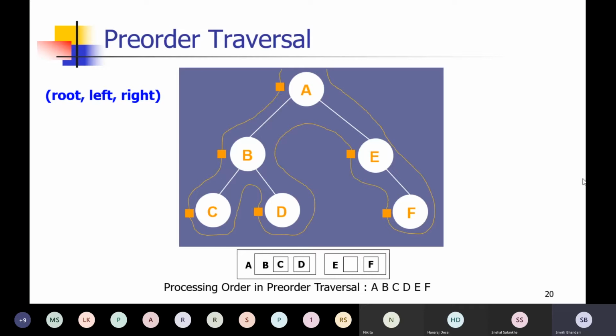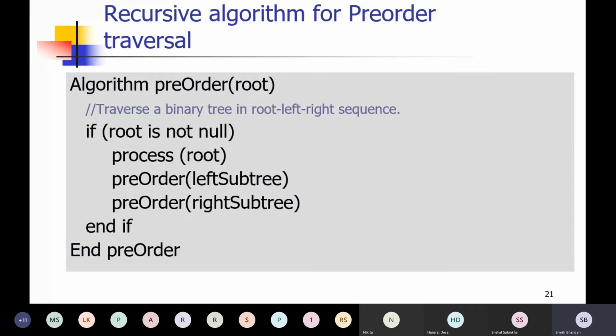Okay. Now, let us proceed to the recursive algorithm for pre-order traversal. You might have gone through this kind of recursive algorithm earlier. So this is the algorithm for pre-order traversal, and the argument that we are sending is the address of the root node of our binary tree. In this pre-order traversal, our sequence of processing is root, then left subtree, and then right subtree. Correct?